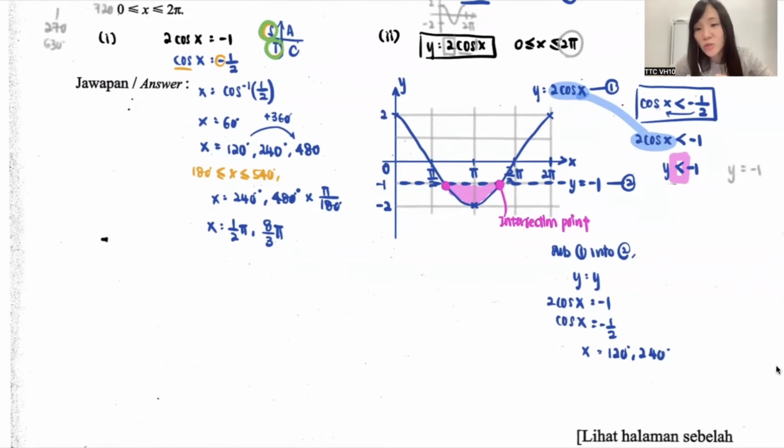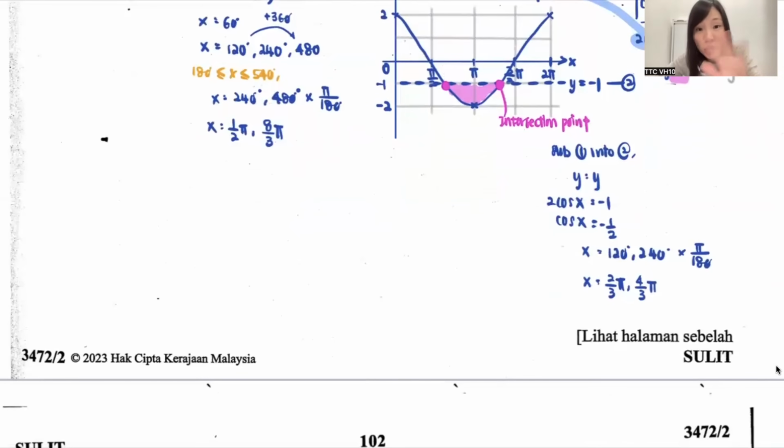So guys, 120, 240, then what do they want? Of course, every single thing is in terms of pi, so please convert to pi. How to convert to pi? Isn't it times pi over 180? 120 divided by 180, I guess getting 2 over 3 pi. 240 divided by 180, I guess getting 4 over 3 pi.